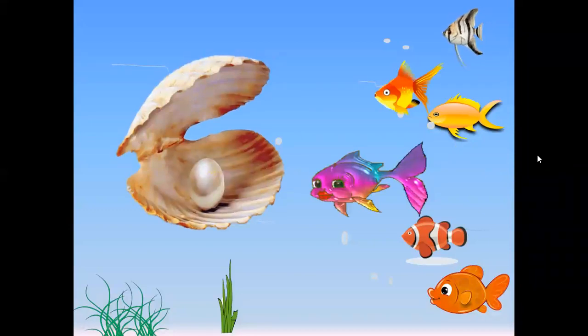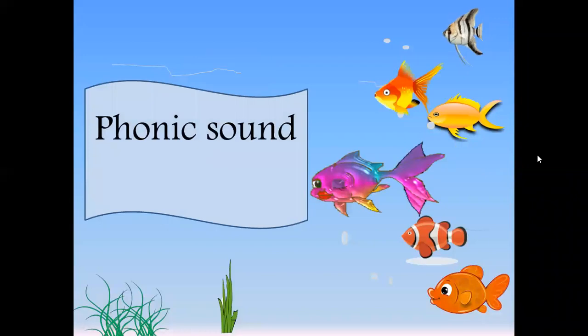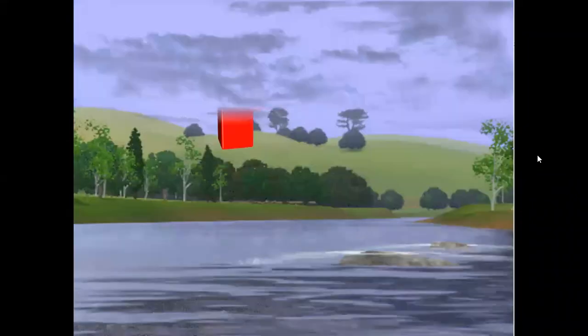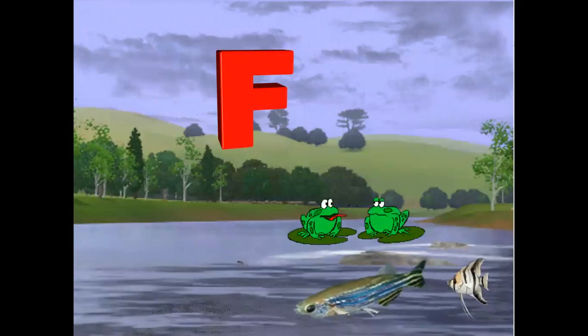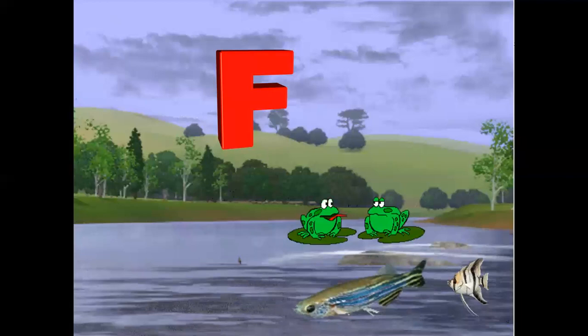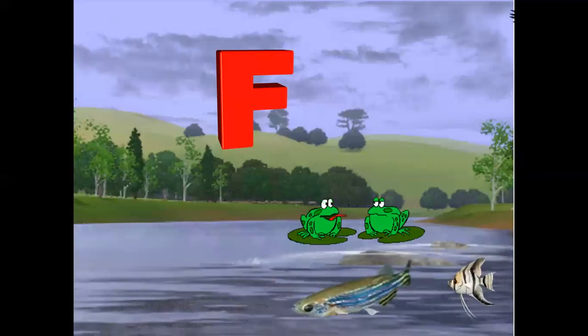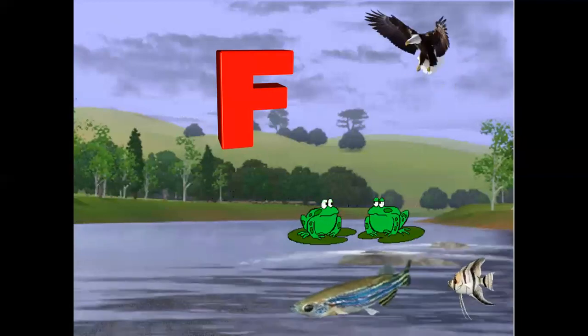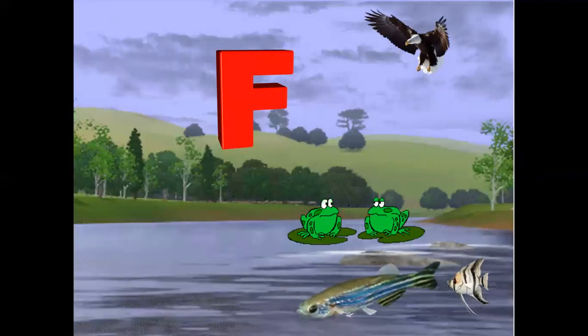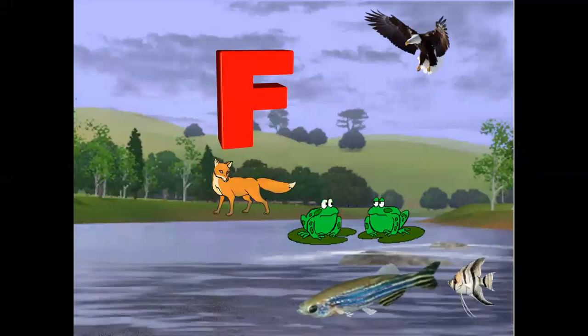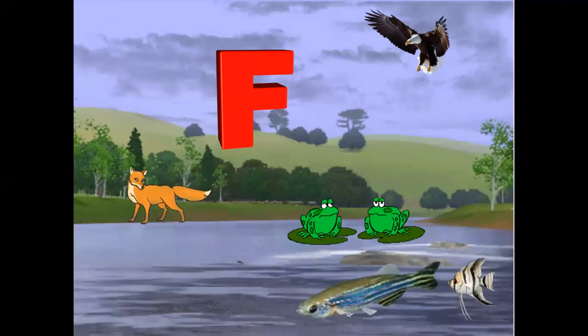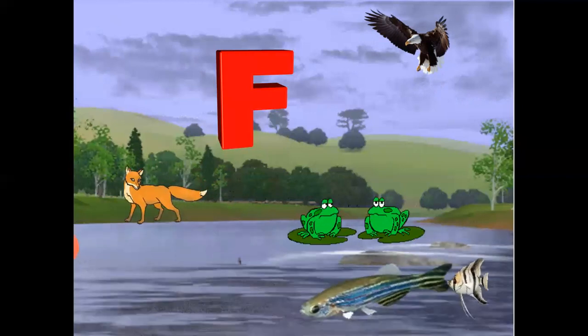Today we will learn phonic sound of F. F. Fa. Fa. Fish. Fish. Fa. Frog. Frog. Fa. Falcon. Falcon. Fa. Fox. Fox. Fa.